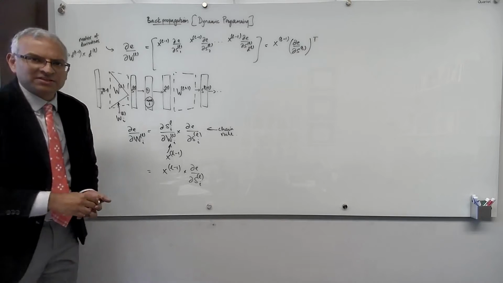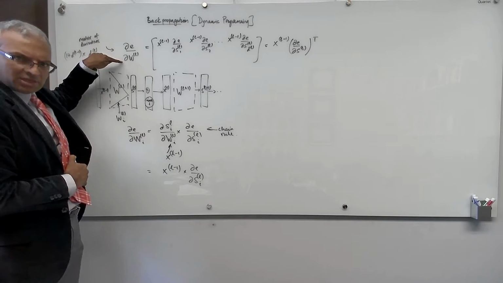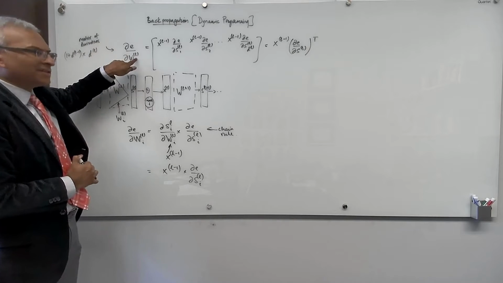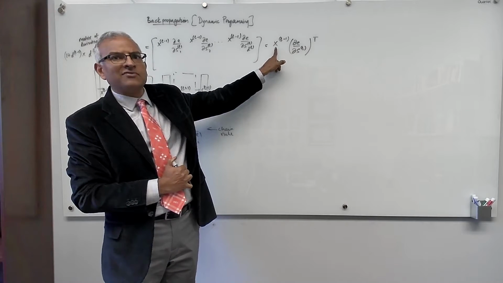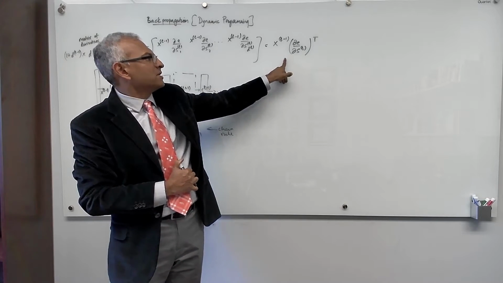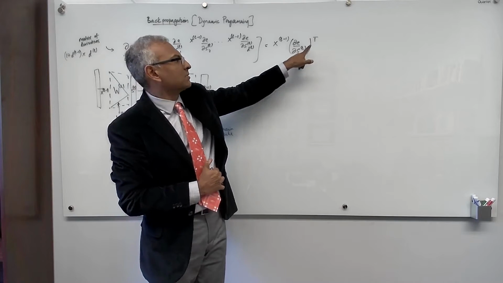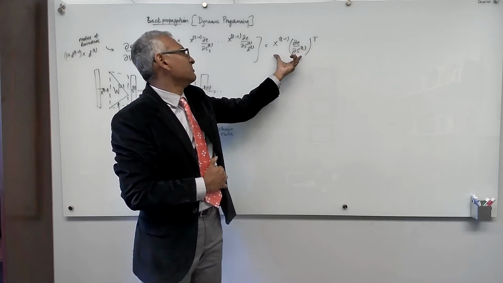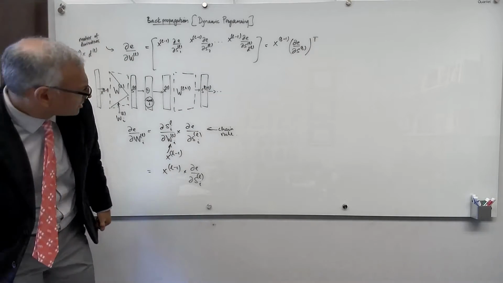Okay, so what have I deduced? That the derivative of the error with respect to a particular weight matrix in layer L, that matrix of derivatives, is given by the output of the previous layer times a vector of derivatives with respect to the incoming signals, transpose. And you can check the dimensions of this and the dimension of this, and everything matches. Okay, fantastic. So let me erase this.